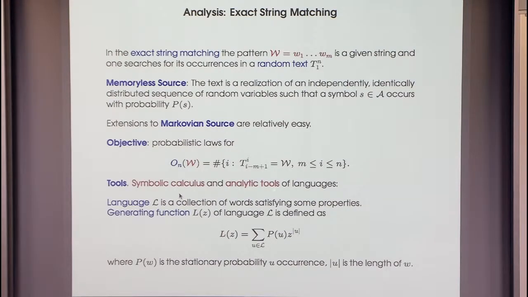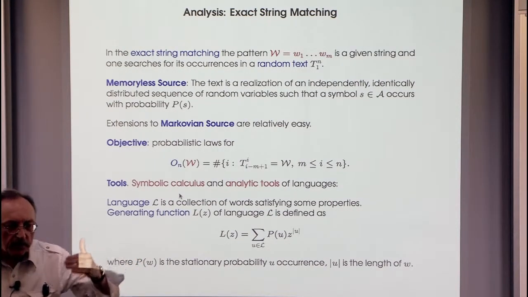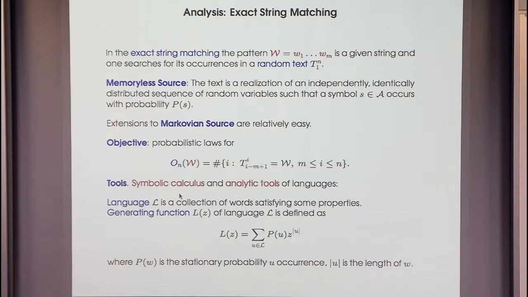Symbolic calculus and analytic tools. No one is surprised that we are using the generating function of a language. A language is a collection of words, so here it is defined. Z is a dummy parameter. When I go from combinatorial calculus to analytical tools to extract asymptotics, I will make Z complex.